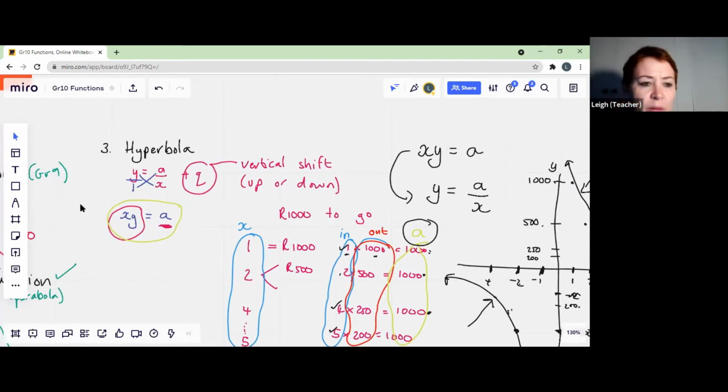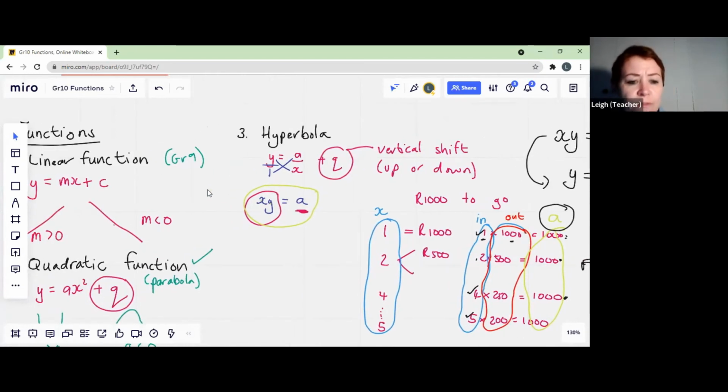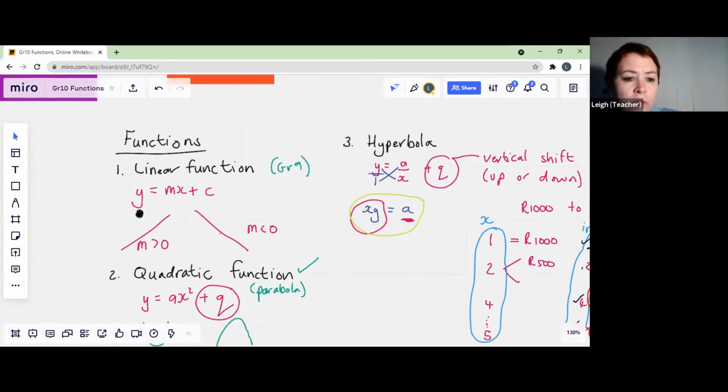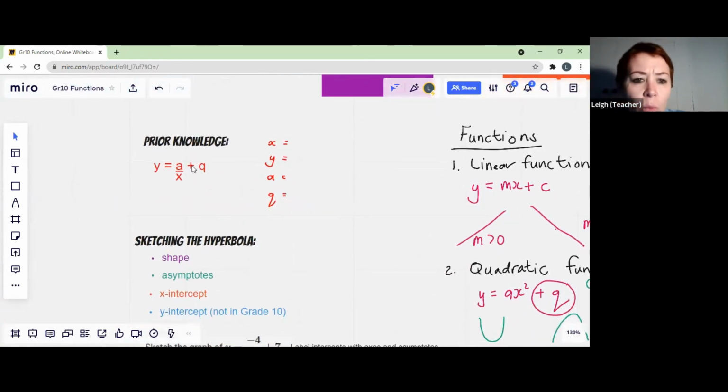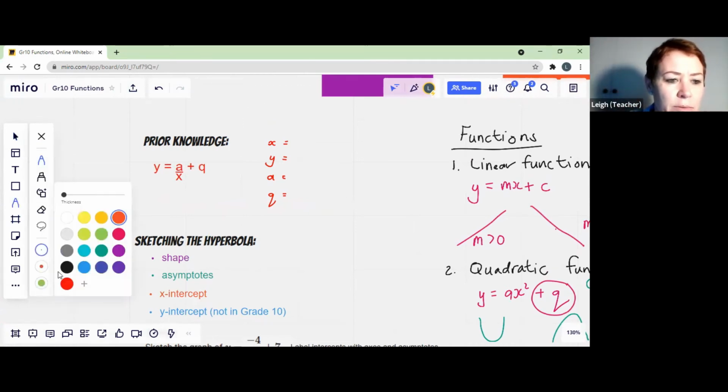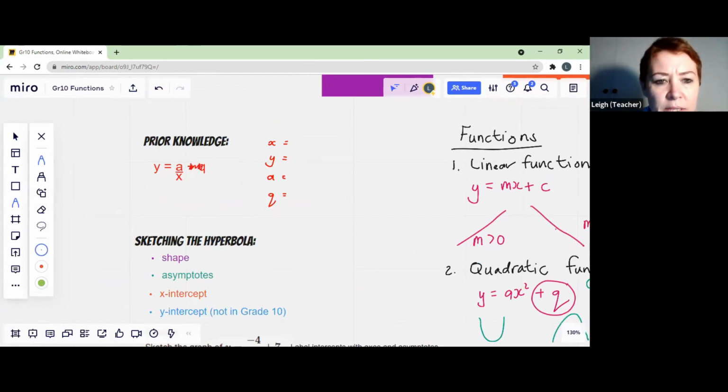Wow, what a story we've been on. Okay, so we were first listing all the functions that we were going to learn about. And then we were talking about the hyperbola. And the reason that I went on this long story to explain this to you is so that we get back to this point over here. Now, what I'm going to do is let's forget about Q for now. Doesn't matter. You guys know that it means shifting it up and shifting it down, right?